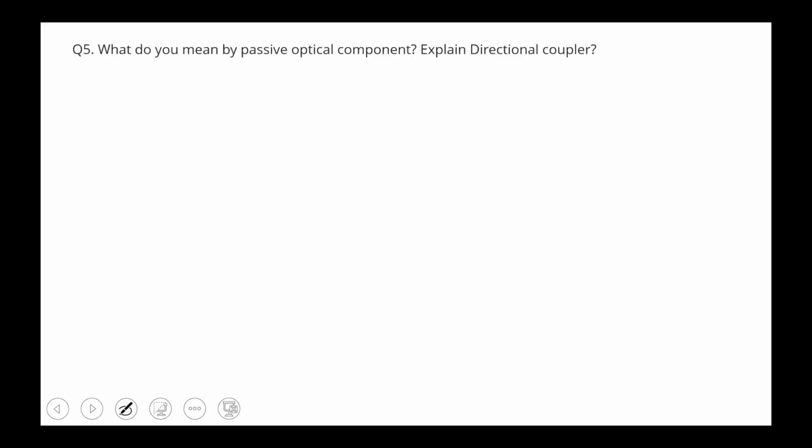So what do you mean by the passive optical component? What do you mean by the passive? Manish? No amplification. Yeah? Can you say that again? Not amplifying the signal. Okay. So passive, not amplifying the signal. Can you give an example of a passive optical component?